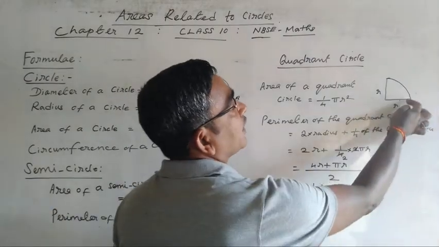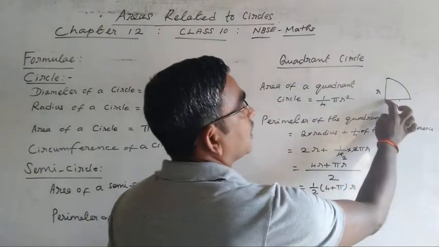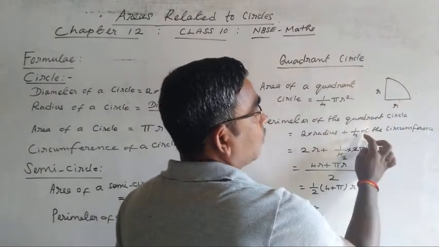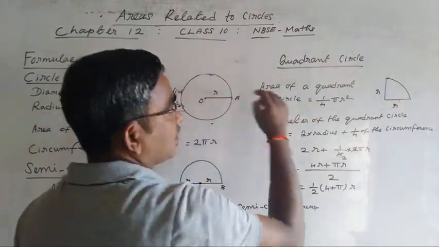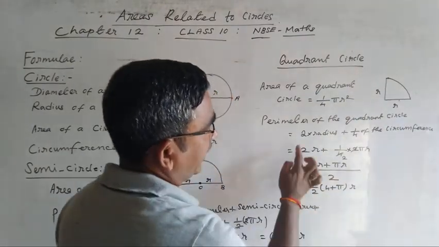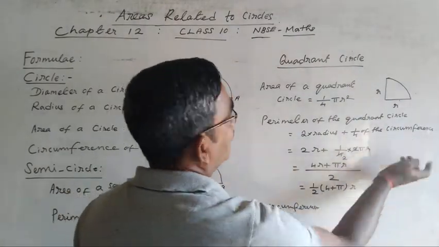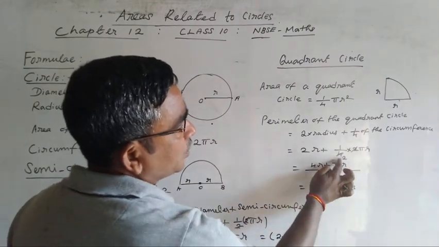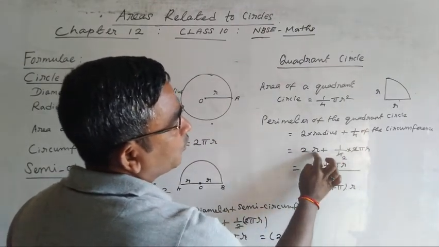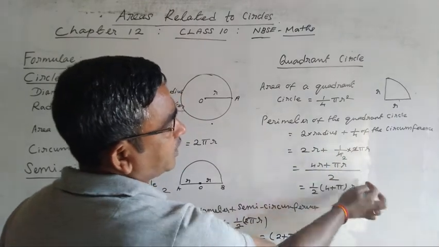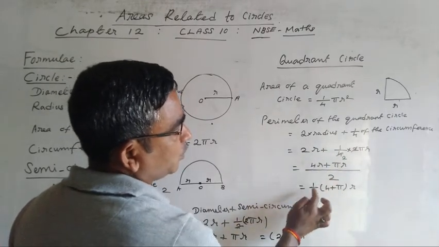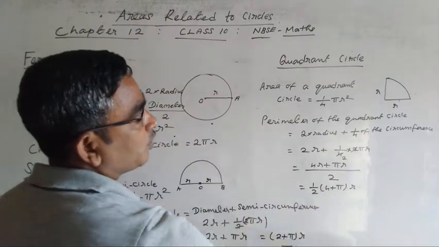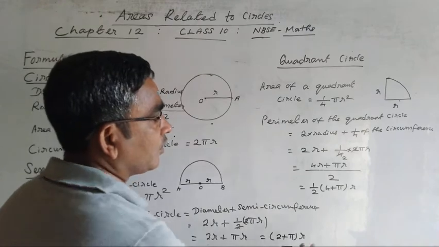Okay, perimeter of the quadrant circle. Perimeter means the surrounding length. So here 1 radius, 2 radius, plus 1 by 4th of the circumference. So we can take 2 radius plus 1 by 4th of the circumference formula, 2 pi r. I put 2 pi r and cancel, and take the LCM. LCM is 2, 2 twos are 4, 4r plus pi r. Now r is taken common, 1 by 2 into (4 plus pi) r is the formula.